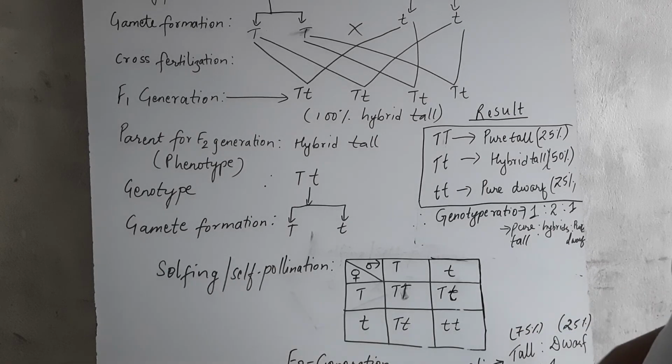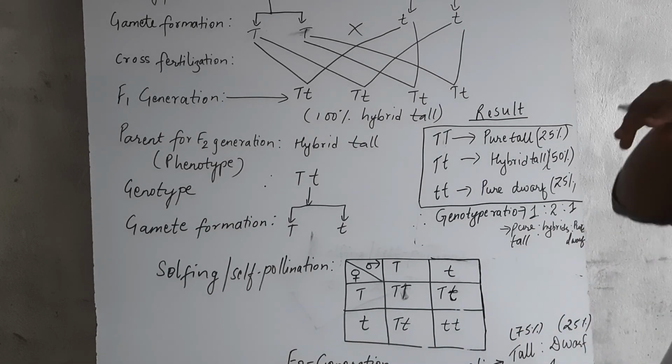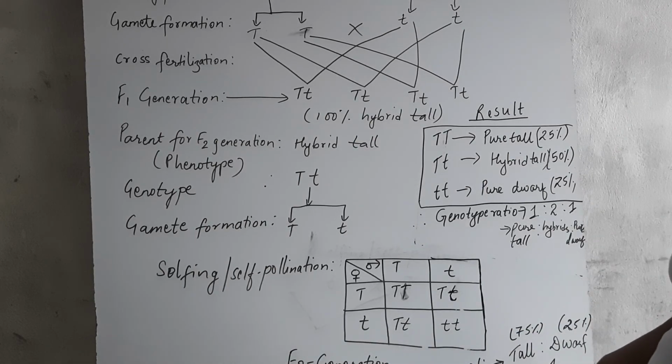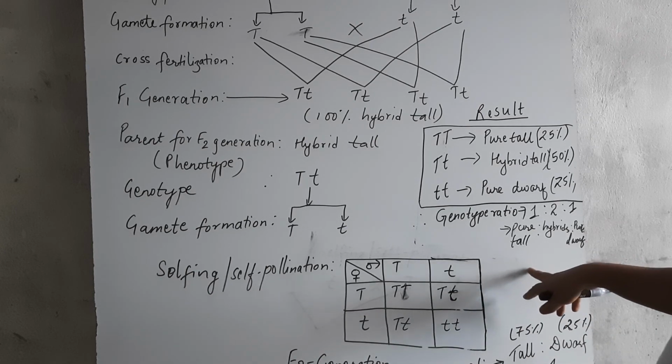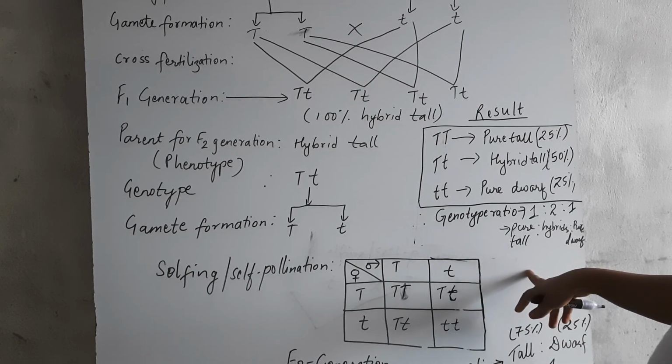So in this way we can perform the monohybrid cross in the pea plant among the various kinds of 7 pairs of contrasting characters. So this is all about the monohybrid cross.